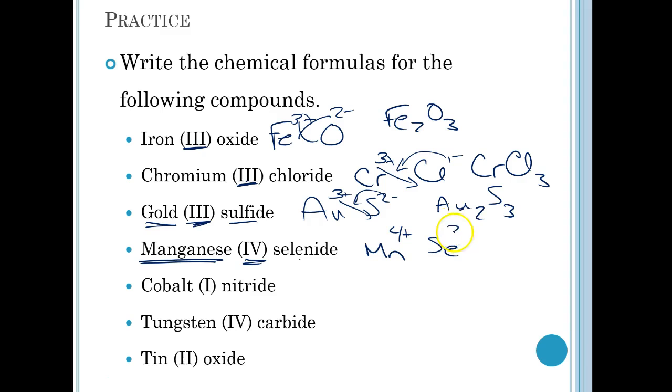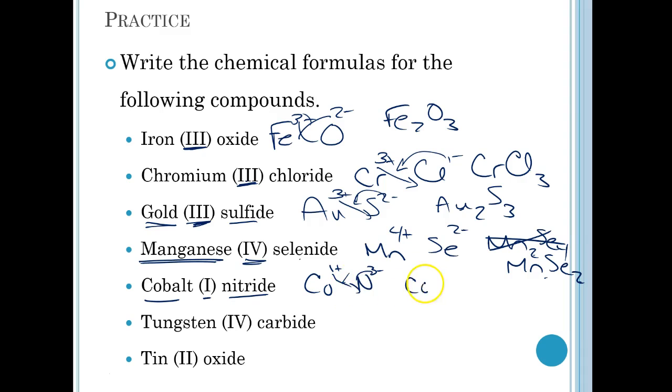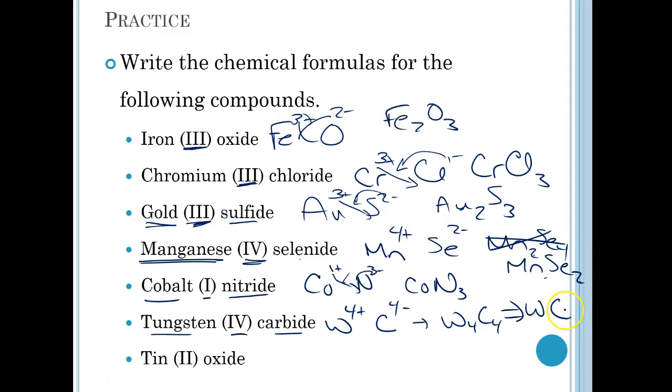Selenide is in the column that has a negative 2 charge. When I drop and swap, I get Mn2Se4, but I want to reduce that to MnSe2. 2 to 4, 1 to 2. Cobalt 1 nitride, so Co1, nitrogen, negative 3, drop and swap. You get CoN3. And tungsten, that's W, 4. Carbide comes from carbon, negative 4. Drop and swap, you get W4C4, but you want to reduce it to WC.